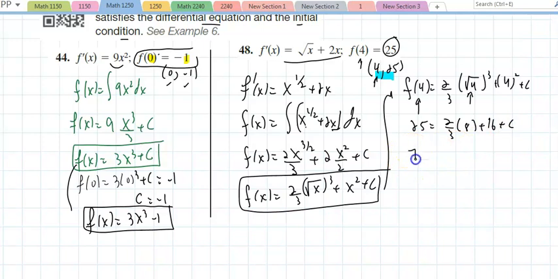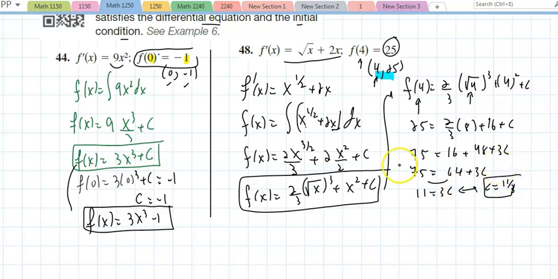So if I clear the fractions, 75 equals 16 plus times 3, that's 48, plus 3c. 75 will equal 64 plus 3c. If you subtract 64 from both sides, that will be 11 equal 3c. So that means c is 11 over 3.